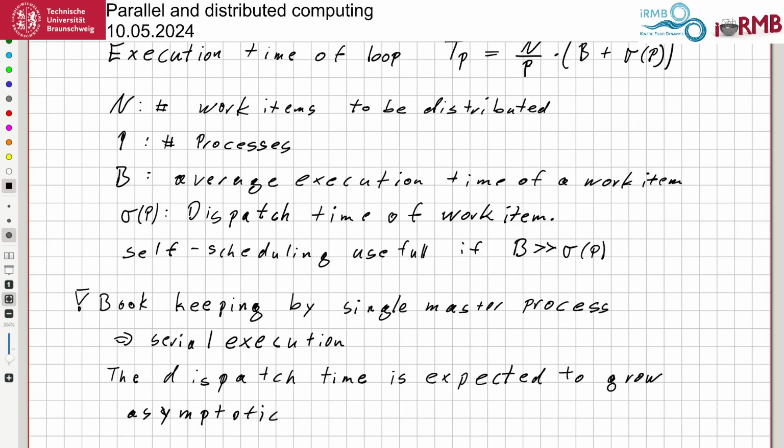We could assume that this dispatch time is growing with the number of requests, in particular the number of parallel requests. So how many workers you have. If you have more workers, then more workers come at the same time asking for more work.